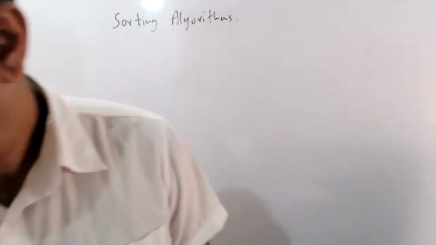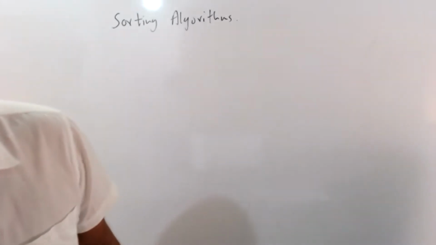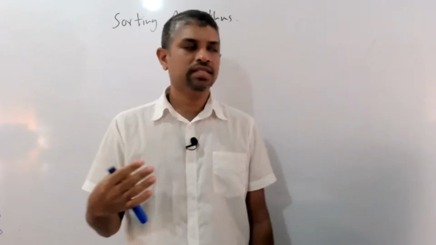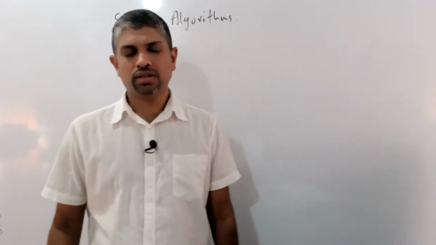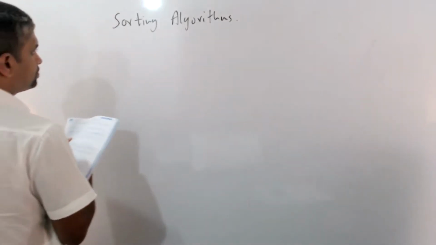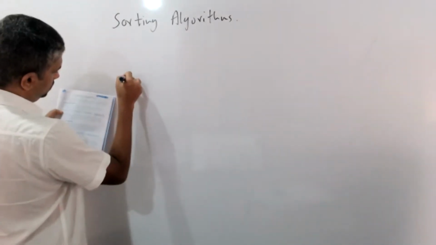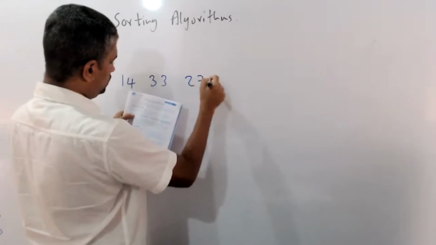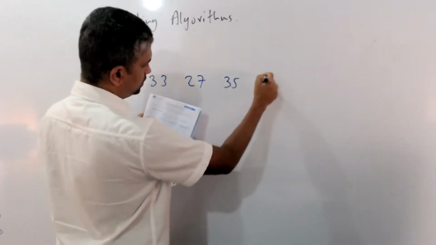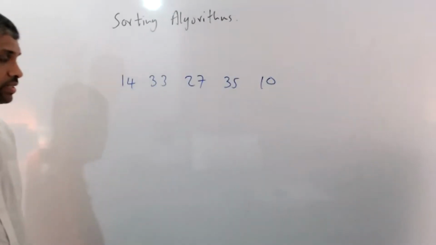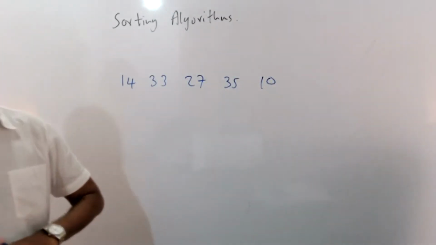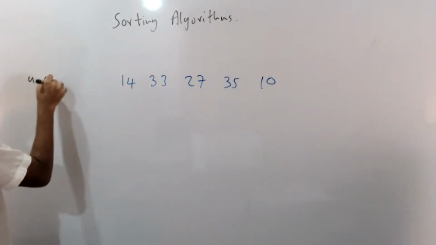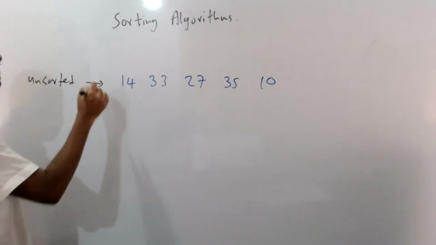Right, all of you. So sorting means simply arranging data in a particular order. Let's say an example. Let's say we have 14, 33, 27, 35 and 10. So these are the data that we have, we call unsorted data.